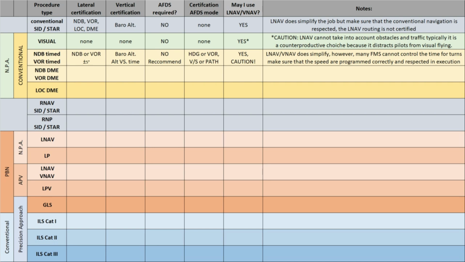Even more important, you must ensure that the FMC is correctly programmed with the correct speed for the procedure, because of course, if you don't respect the correct speed, you won't be respecting the correct times. So potentially, yes, you could use the area navigation system, but you have to use extreme caution, because the area navigation system most likely is going to cause more problems, so it's going to give more difficulties than advantages. So I wouldn't really recommend it.